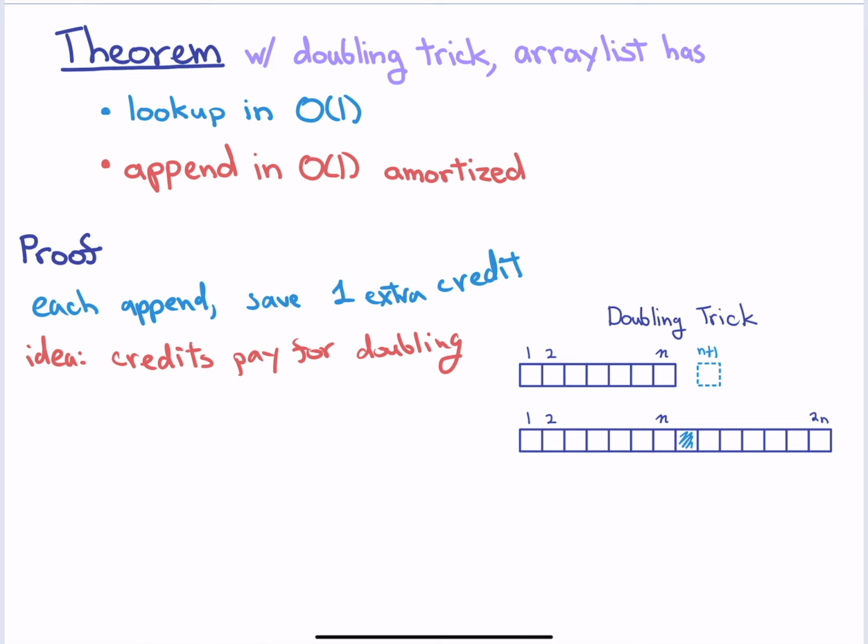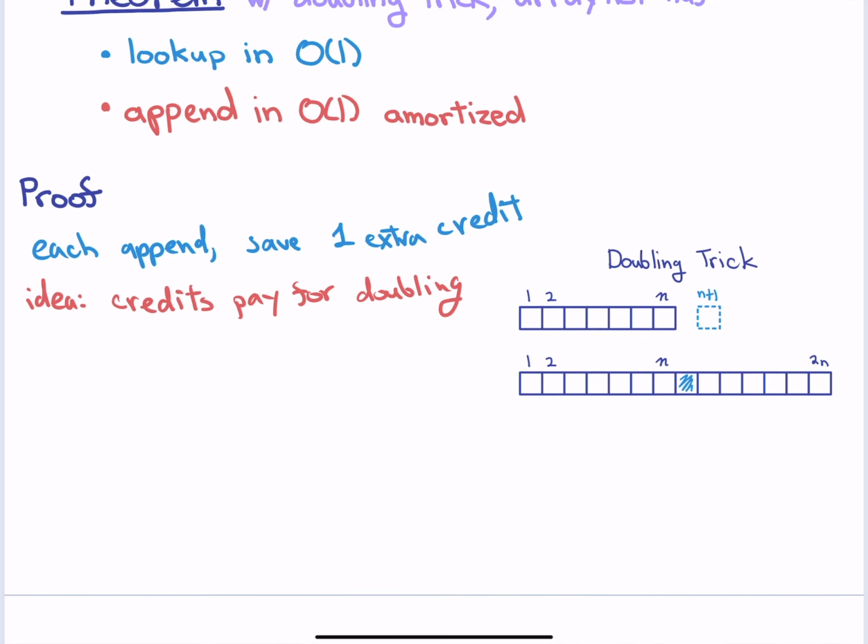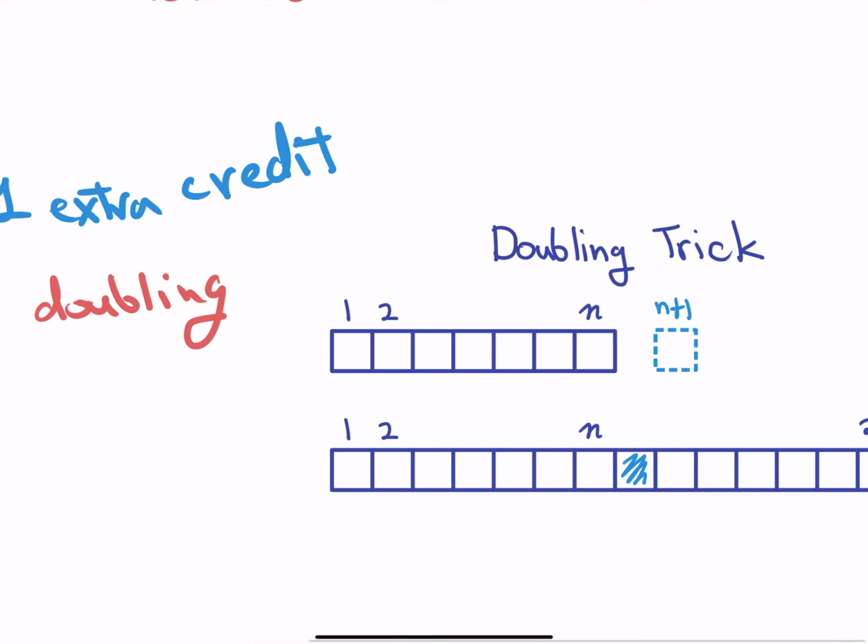Once I get to n elements and I double to 2n, it'll take roughly n or 2n work. So I need to make sure I have something on the order of n credits. How can I argue that I have roughly n credits by the time I get to n? Yeah, well, you have to be a little bit careful. Okay, so that makes sense. We've gotten to n, so haven't we saved up n credits before we double?